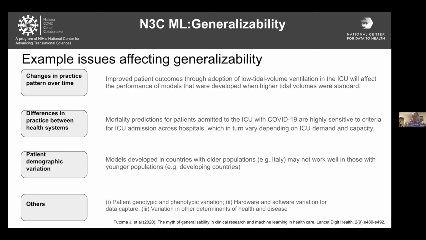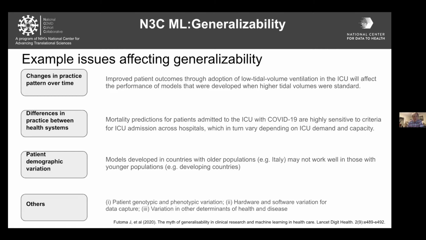Another important thing is differences in practice between health systems. In N3C, we have well over 50 centers online or coming online, and so mortality predictions are highly sensitive to criteria for ICU admission across hospitals, and to the populations that are served in hospitals. We have some centers that have a larger proportion of pediatric patients, for instance. So all of this is obviously important.